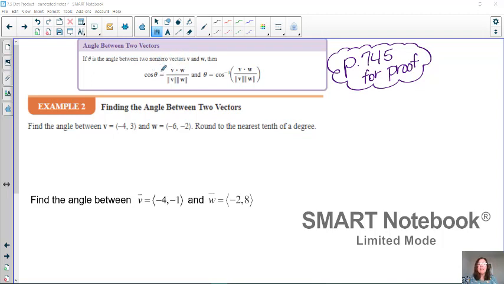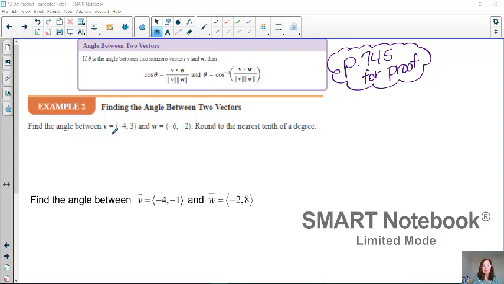The cosine of the angle between the two vectors will be equal to the dot product of the two vectors divided by the product of their magnitudes. So there's the magnitude of V and there's the magnitude of W. In other words, theta itself, the angle between the two vectors, will be equal to the inverse cosine of V dot W divided by the magnitude of V times the magnitude of W.